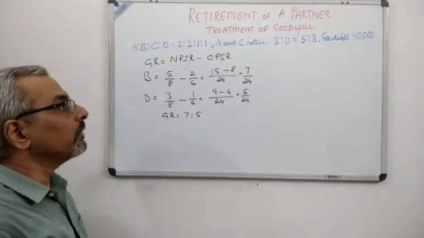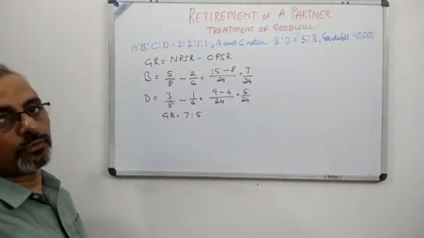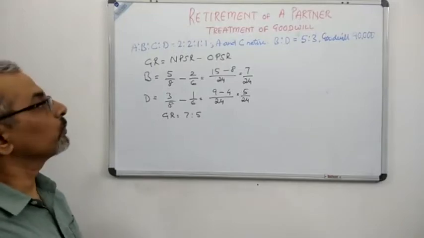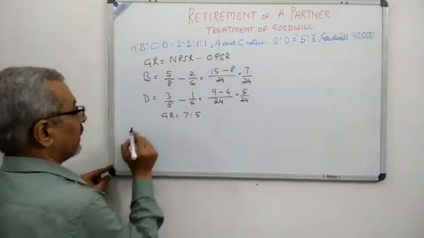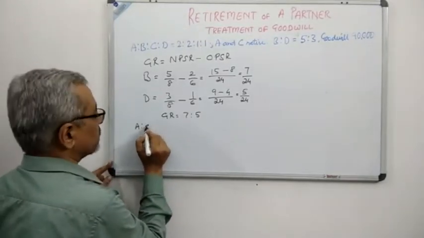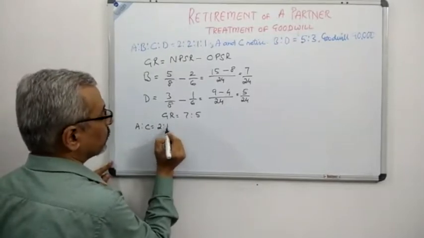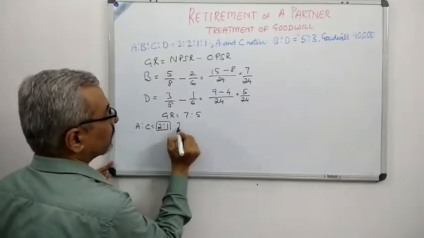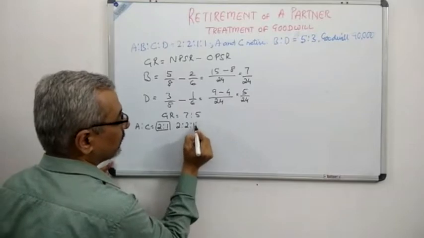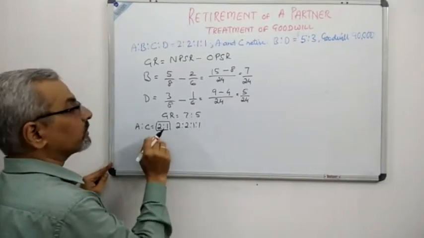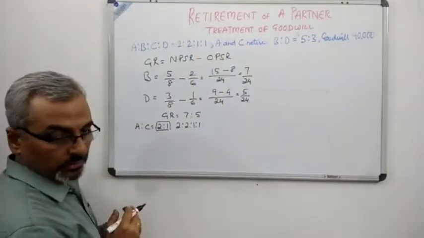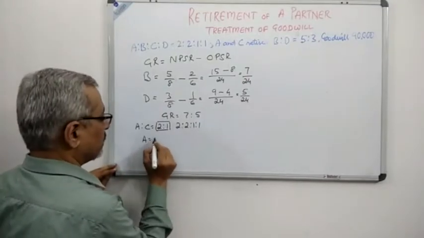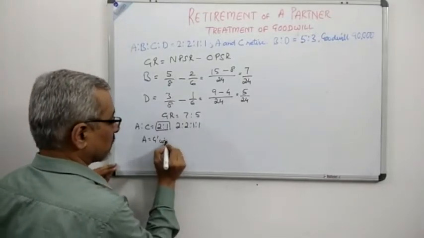Now, we'll calculate the goodwill of the two retiring partners. So, what are the two retiring partners? A and C. And what is their share? 2:1. And what is the complete share? 2:2:1:1. Therefore, you can see 50% of the goodwill. Is it clear? So, A's share of goodwill, A's goodwill is how much?